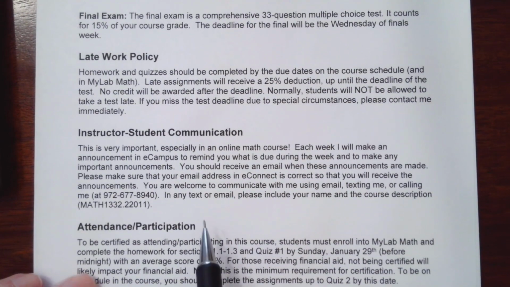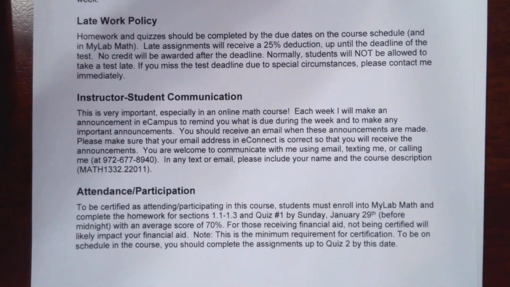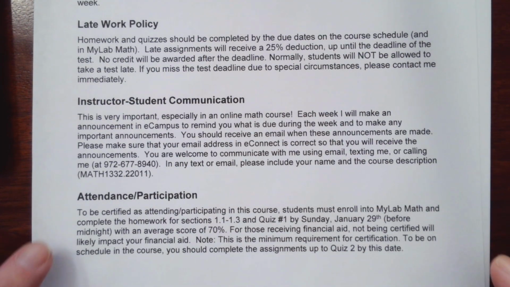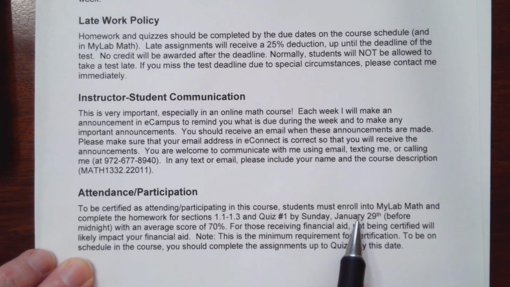We've already talked about how you can contact me. Let's look at attendance and participation. So in order for me to certify you as attending and basically participating in the course, this is the minimum requirement. So students must enroll into MyLab Math and complete the homework assignments for sections 1.1 through 1.3 and quiz 1 by Sunday, January 29th. That's before midnight, and that's with an average of 70%.